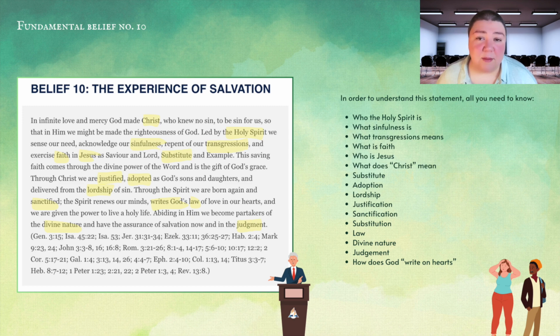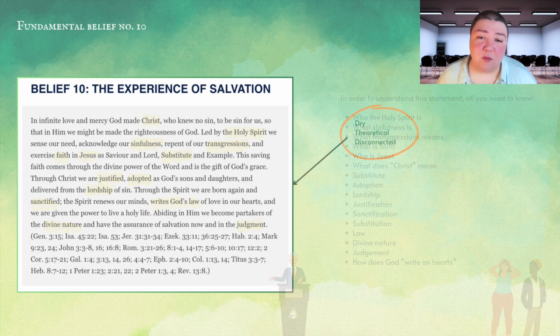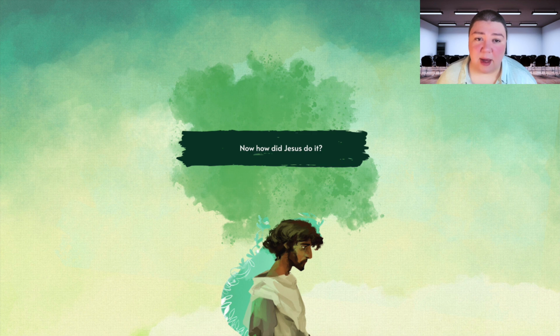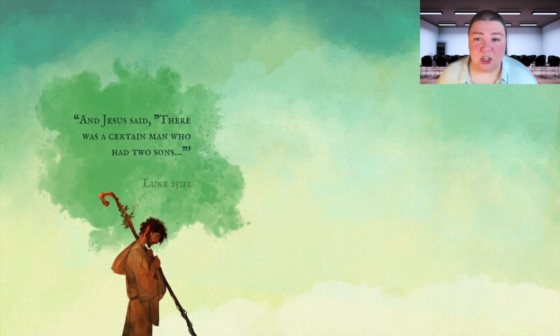This statement of fundamental belief number 10, about the experience of salvation no less, is a statement written for the eye. It is something to be read, dryly, theoretically, disconnectedly. Now let us compare this way of doing theology with how Jesus spoke about the experience of salvation. And Jesus said, "There was a certain man who had 2 sons."